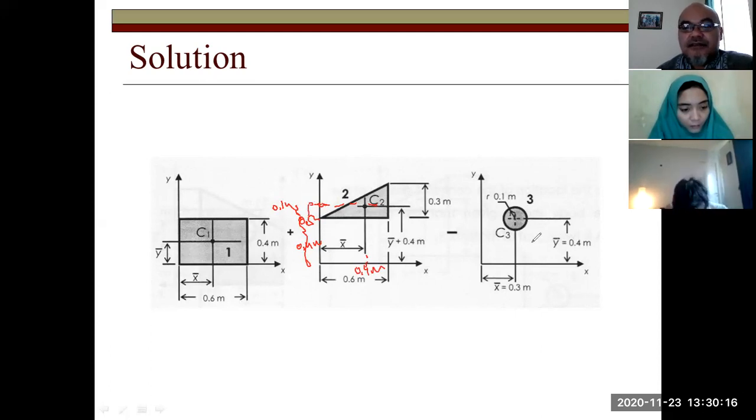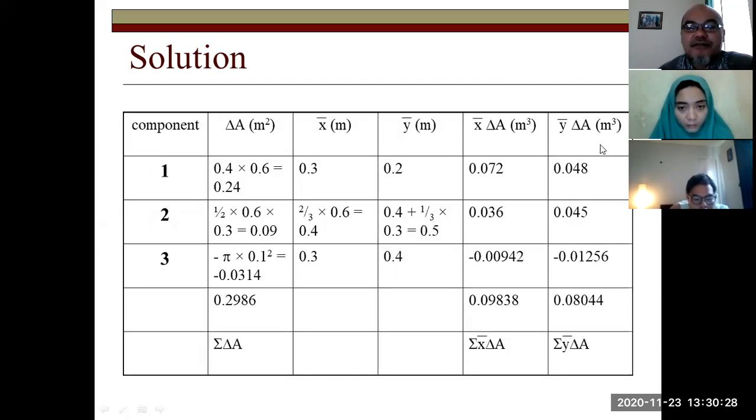Then the circle, the centroid or center of gravity is exactly at the middle, and it means it is at the 0.3 and 0.4 coordinate. Okay, then afterwards we calculate the centroid or center of gravity of each of the shapes. Remember that for a hole, since it is subtracted from the whole thing, we have to assign a negative sign. Delta A for the rectangle is length times height, 0.4 times 0.6, 0.24.